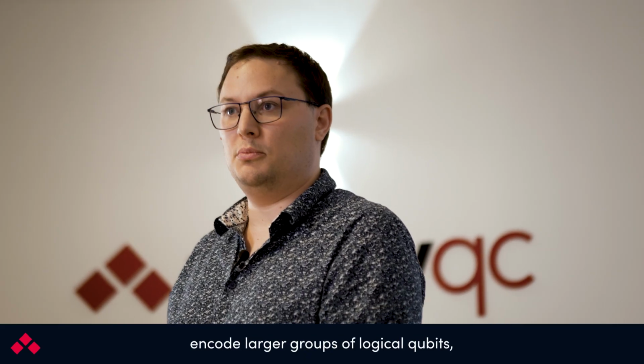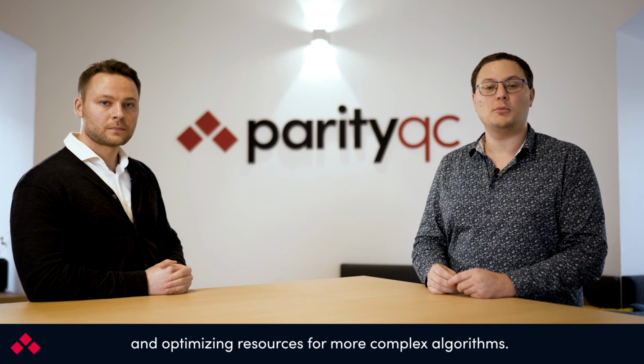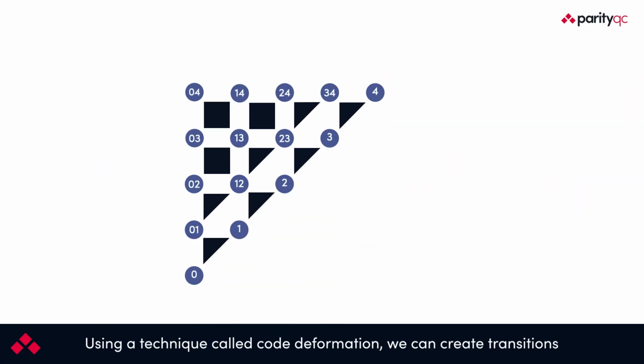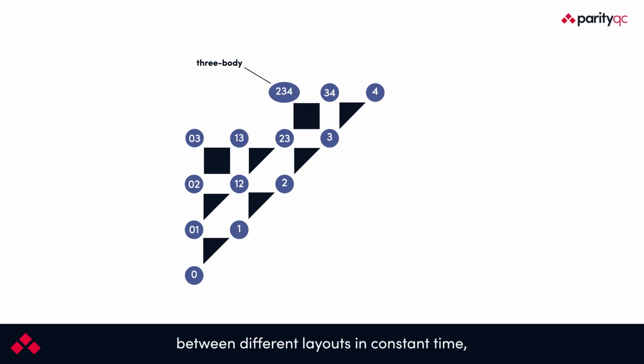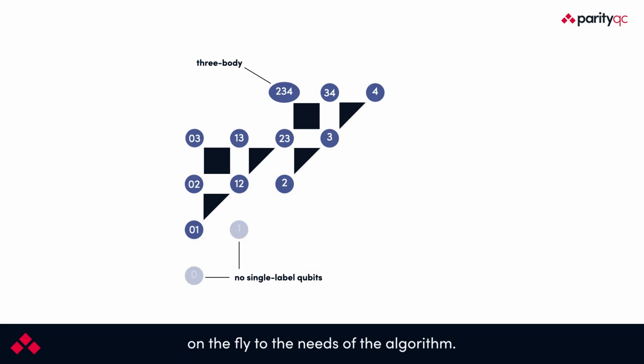You can build layouts where parity qubits encode larger groups of logical qubits, allowing multi-qubit entangling gates and optimizing resources for more complex algorithms. Using a technique called curve deformation, we can create transitions between different layouts in constant time, which means that the code can be adapted on the fly to the needs of the algorithm.